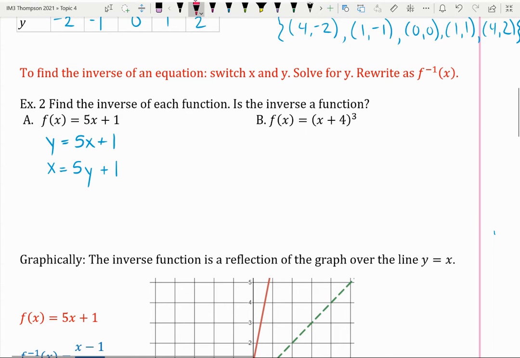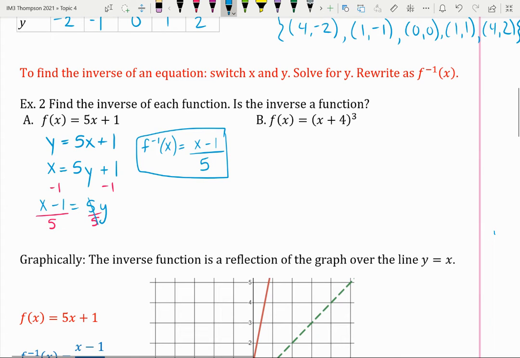So to solve for y, the first thing I'll have to do is subtract 1 from both sides. And then to get y by itself, finally I have to divide by 5. When I divide by 5, I have to do it by the entire side of the equation. Then the last step, instead of y, I'm going to replace this with f inverse of x, because now I found the inverse, and I want it to not look like an original function. That is the inverse equation.